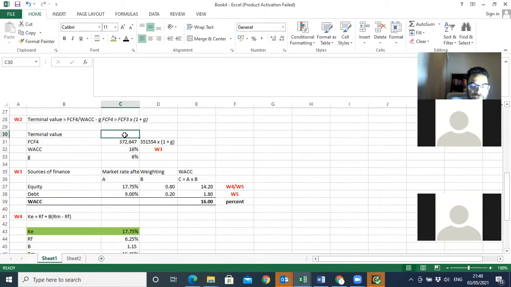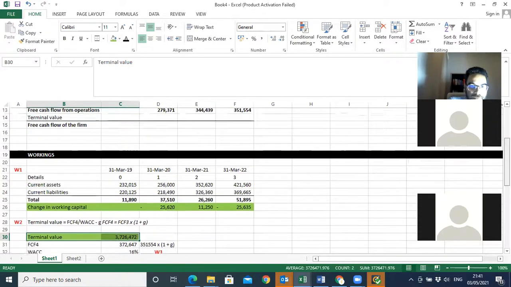So now the terminal value is going to be free cash flow divided by WACC minus the growth rate. Take note, very similar to the dividend growth model. Just look at the different inputs. So as you can see, the terminal value is 3.7 million rand. I will go and plug it in.